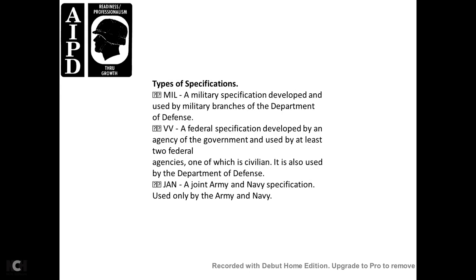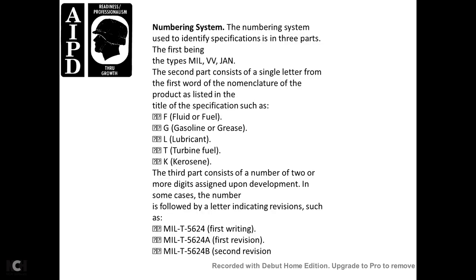The types of specifications are: MIL, a military specification developed and used by the military branches of the Department of Defense; VV, a federal specification developed by an agency of the government and used by at least two federal agencies; O, which is civilian, also used by the Department of Defense; and JAN, a joint Army Navy specification used only by the Army and Navy.